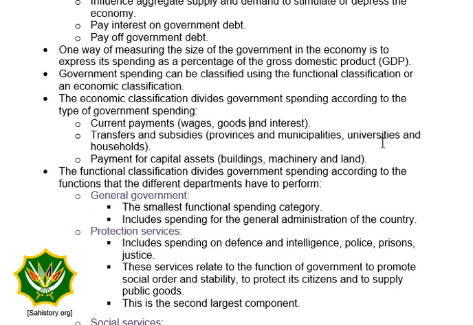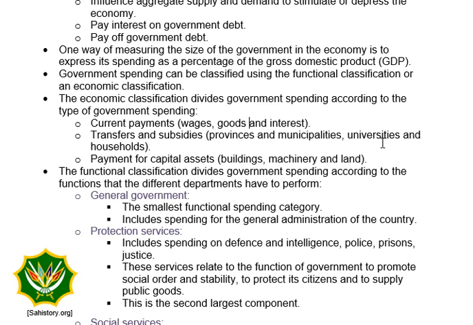The last category is payment for capital assets. All right, in other words, this is where they invest in infrastructure, fixed assets that the government is buying or maintaining or anything like that. The buildings that they own, machinery, land, anything infrastructure-wise will be capital assets.